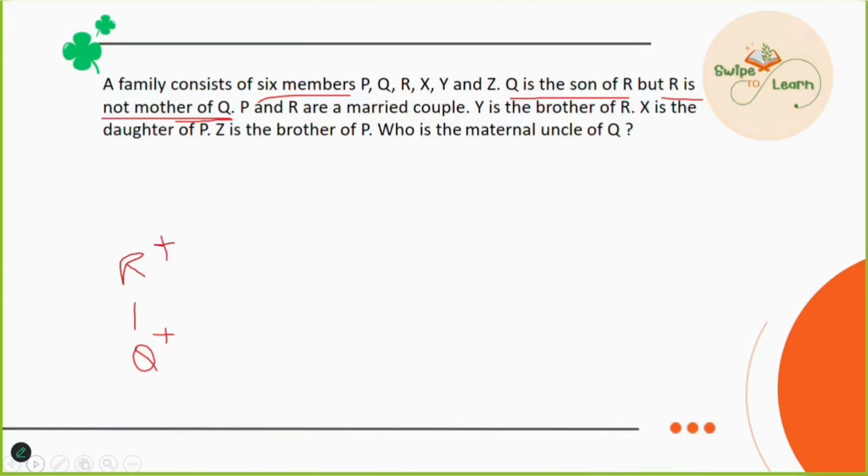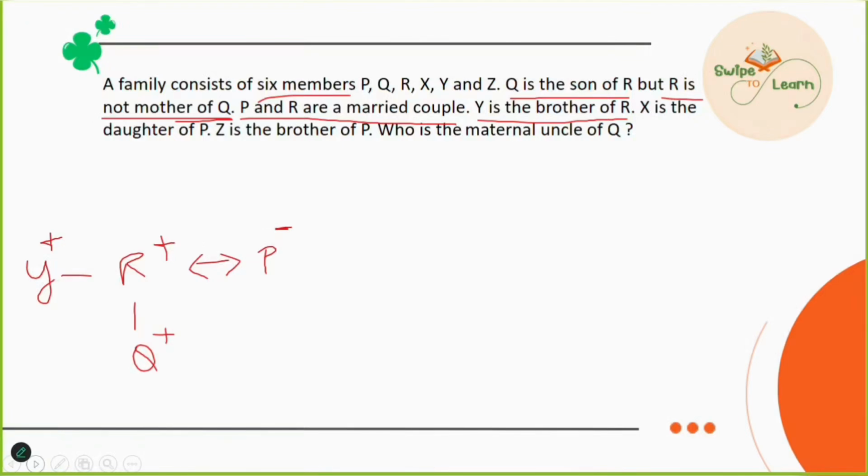Next one. P and R are the married couple. Okay. P and R. That means P is a female here. As R is a male person, P would be definitely a female. So P and R having a child, Q, who is a boy. Next. Y is the brother of R. Okay. Your father is having a brother. Who is Y? He is the male person. So Y is your father's brother.